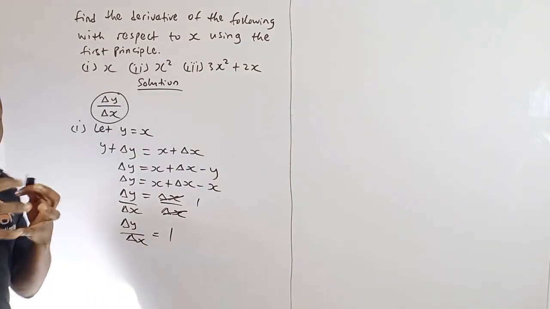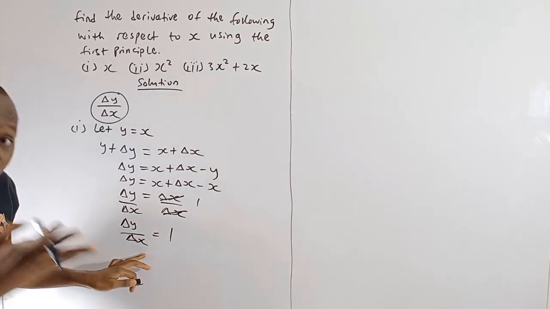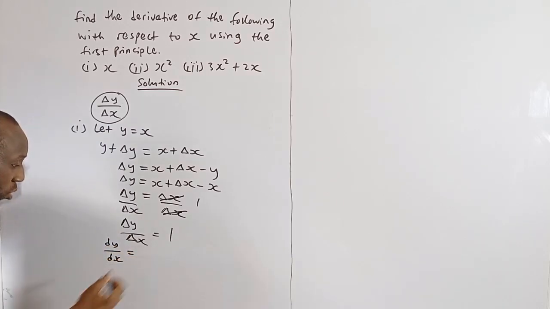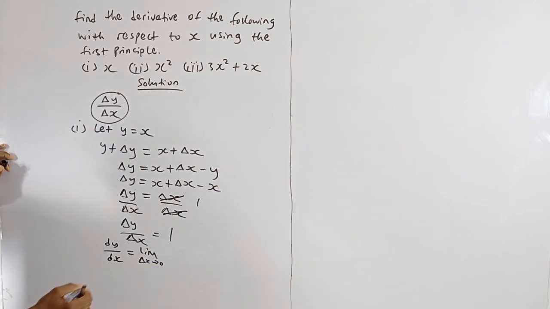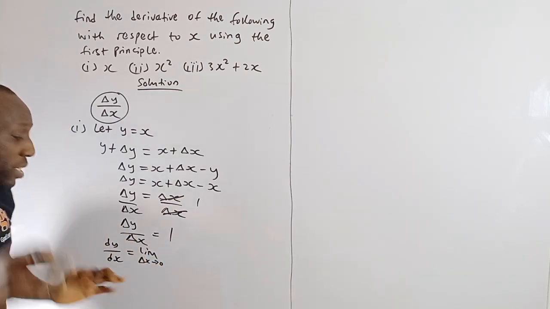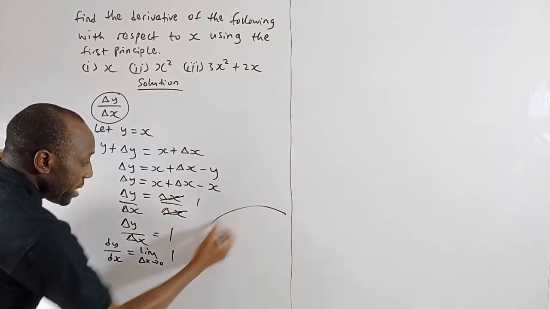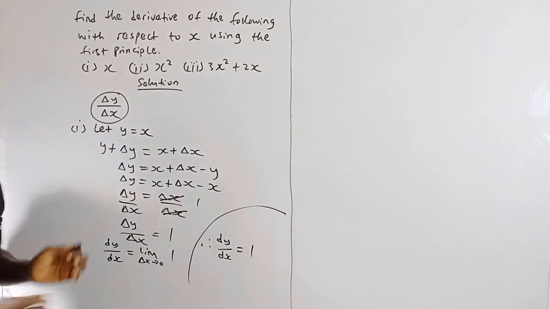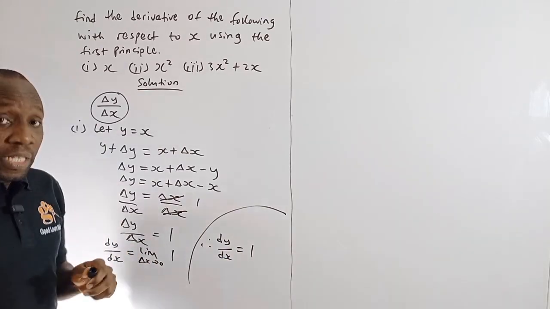But if you need to get dy dx, I will now set the limit of dx as it tends to 0. So I will say therefore dy dx will be equal to the limit as change in x tends to 0. Then we're basically replacing change in x with 0. If you have it here, but we don't have it here, we still have 1. So the final answer will just be that therefore dy dx is equal to 1. This is how it's done. It's very, very easy. This is how you differentiate from first principles.